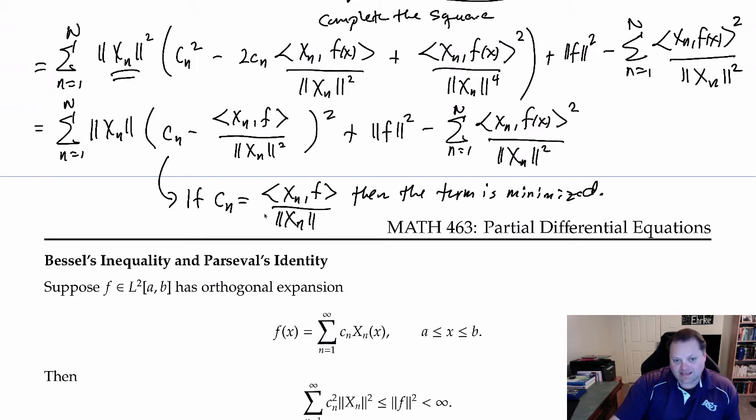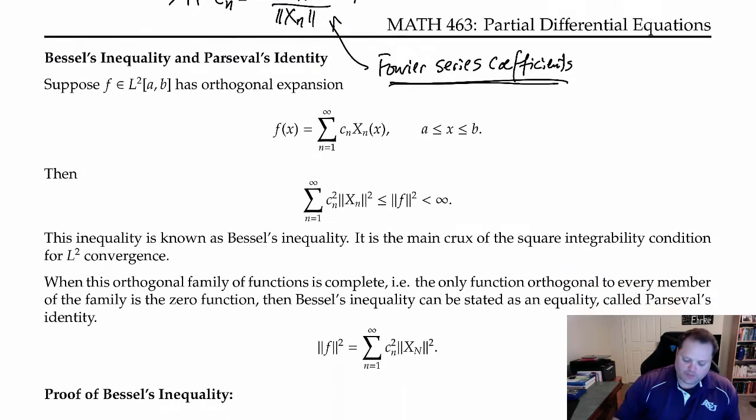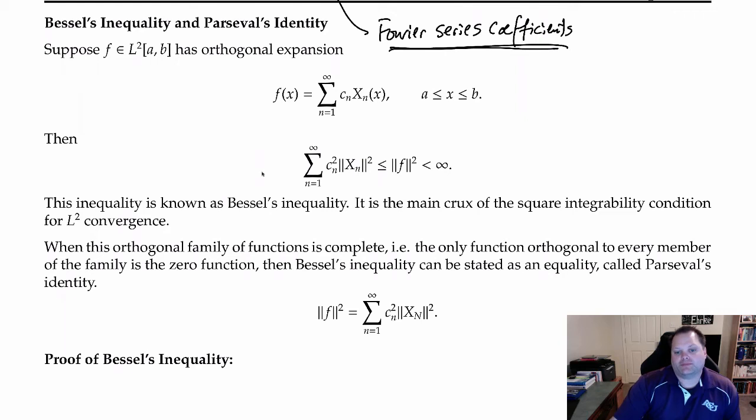But what is this? This is the formula for the Fourier series coefficients. So the Fourier series coefficients minimize the total error of the approximation. They are the best approximating set of functions, best approximations out there for functions on the L2 space. Okay, so where do we go from here?